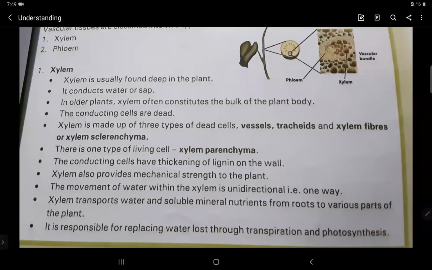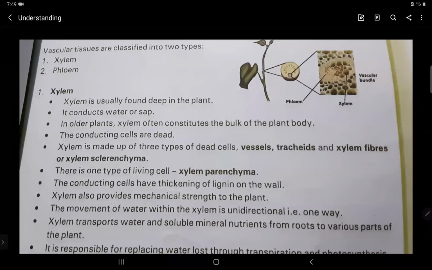Now, conducting tissues are also called vascular tissues. Vascular tissues are further divided into two parts: xylem and phloem. So first, let's read about xylem.